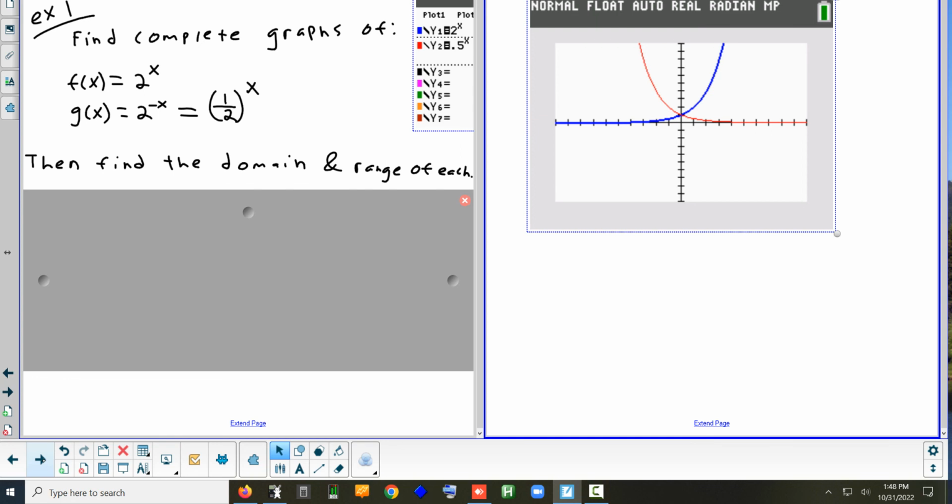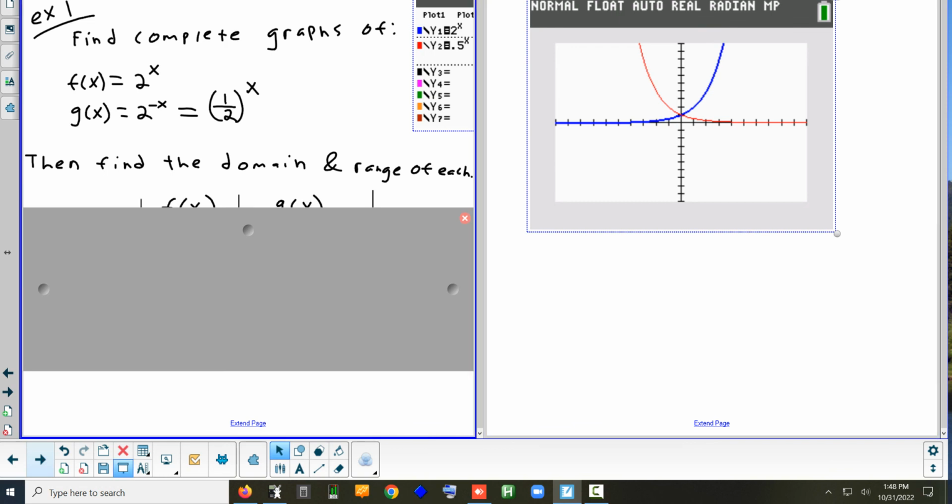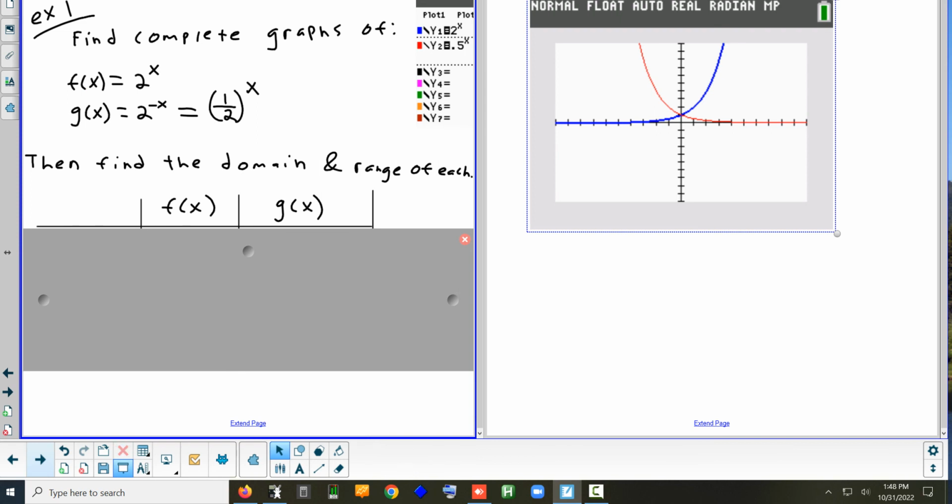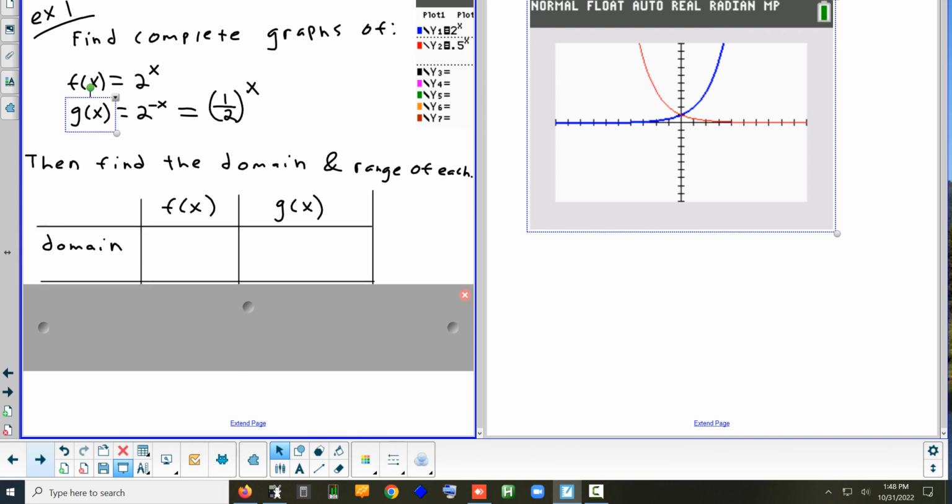Right. If the blue one went left and right forever and you flip it, it's still going to go left and right forever after you flip it. So the domain for both of these is all real numbers. So negative infinity to infinity, negative infinity to infinity.